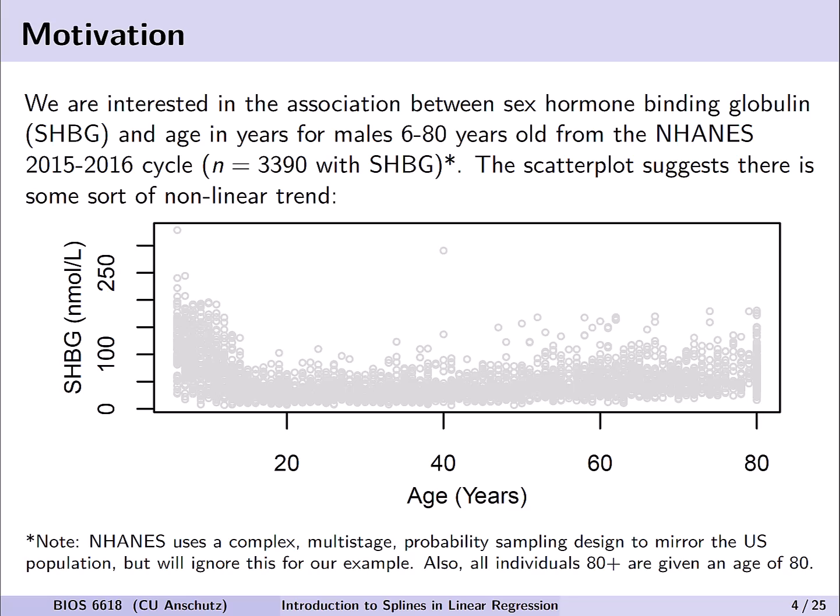Now let's assume we're interested in the association between sex hormone binding globulin, or SHBG, and age in years for males who are 6 to 80 years old from the National Health and Nutrition Examination Survey, NHANES, from their 2015 to 2016 cycle. We have a pretty decent sample size of 3390 that have this outcome. Just looking at this pretty dense scatter plot of all of this data, we can see that there appears to be some sort of non-linear trend in the model. So you might want to explore how we can model that and account for its true nature.